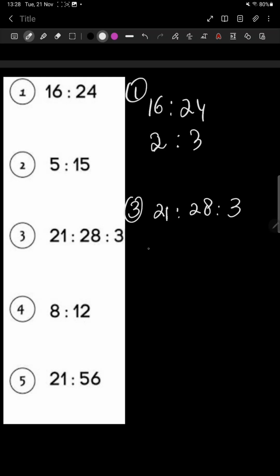21:28:3. So you need to check which table all three numbers are coming in. Now we are having 3 numbers, so all the 3 numbers must come in the same table, must have the same common factor. So 21 and 3 are coming in the table of 3, but 28 is not coming. So we will say that this is already the simplest one because 28 is not having the same common factor as 3 and 21 are having.